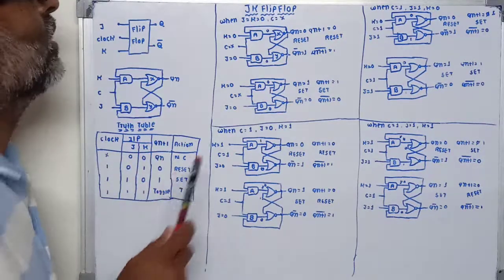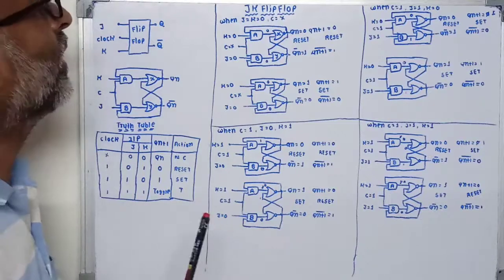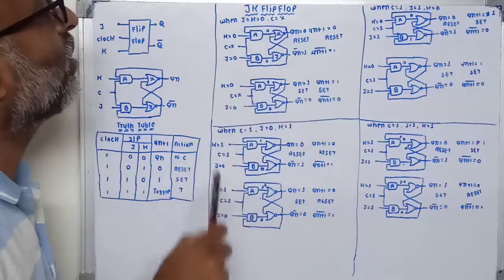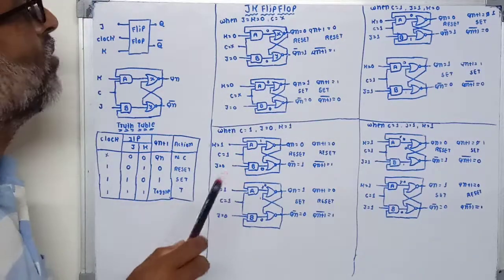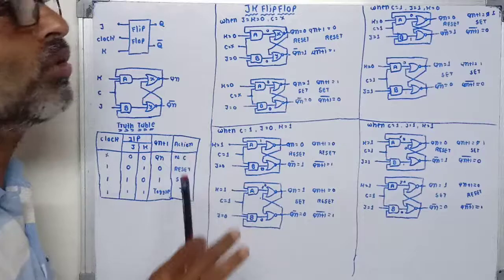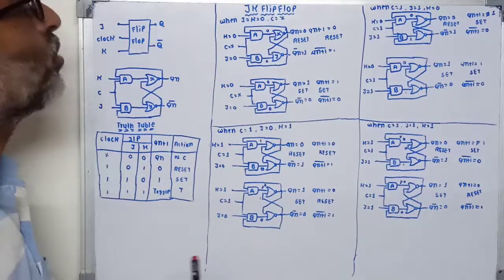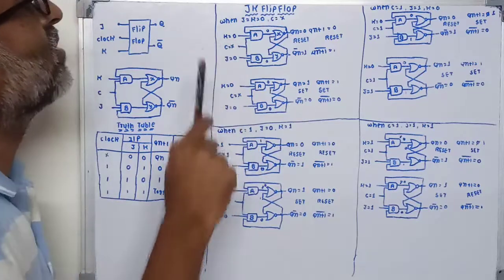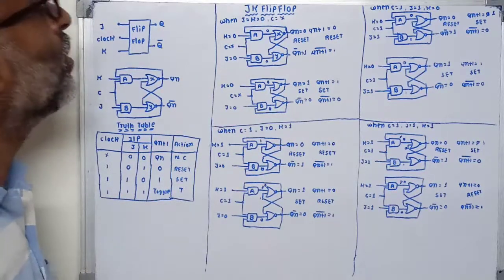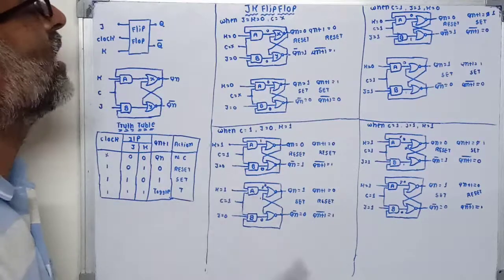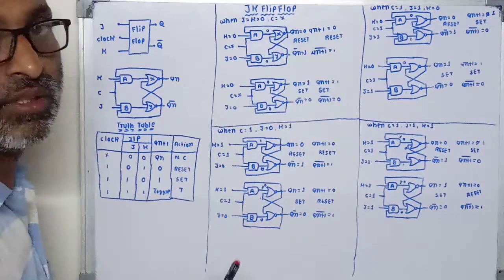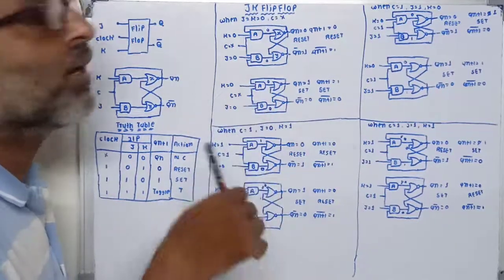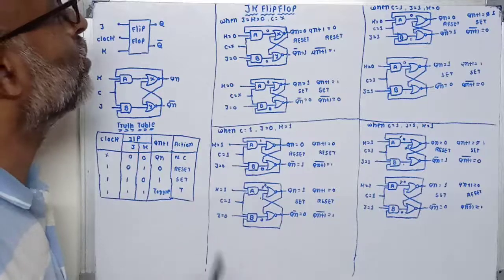Now let me see when J and K both are at 0. Here I can write clock is equal to a cross sign, because when J and K both are at 0 level, there is no effect of whatever input is available at the clock terminal. That means there is no effect on the flip-flop, so that's why we are writing a cross. That means it is a don't care condition of the clock signal given to the flip-flop. So it is most important.